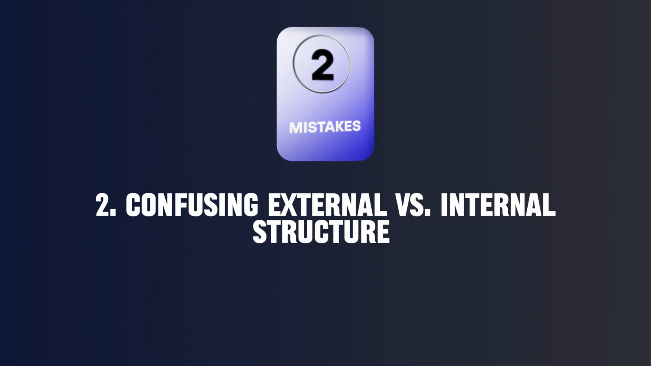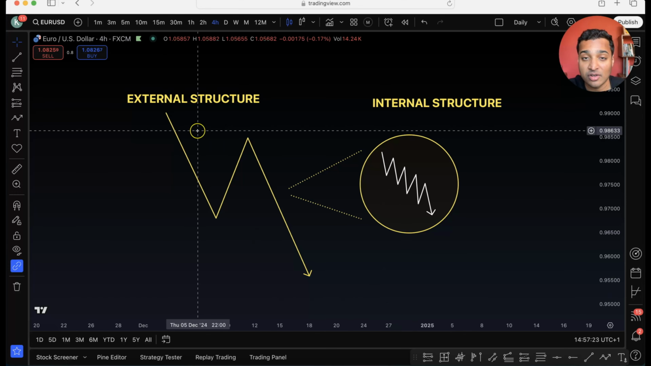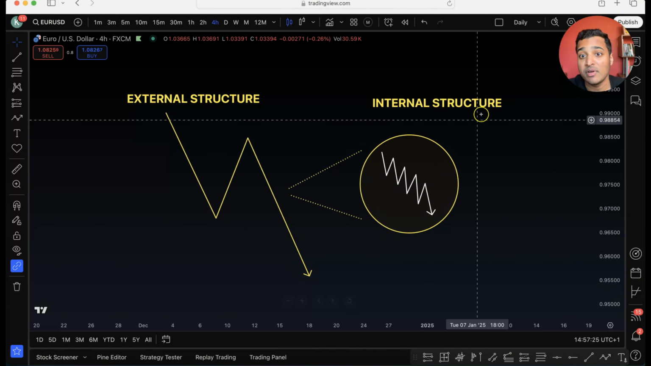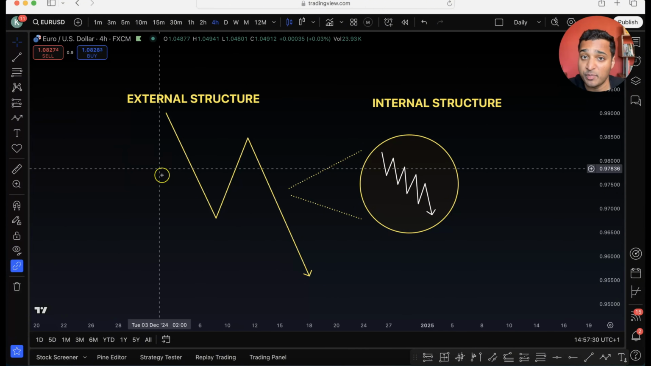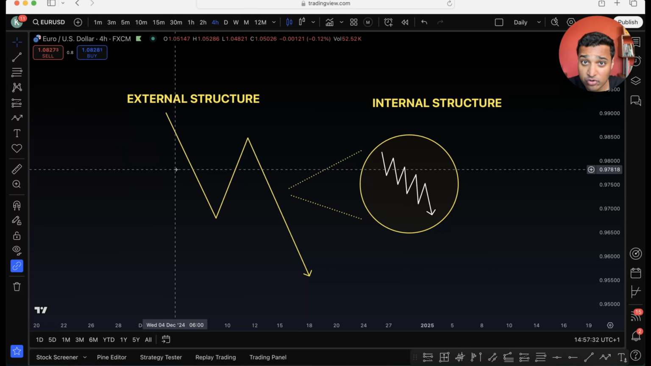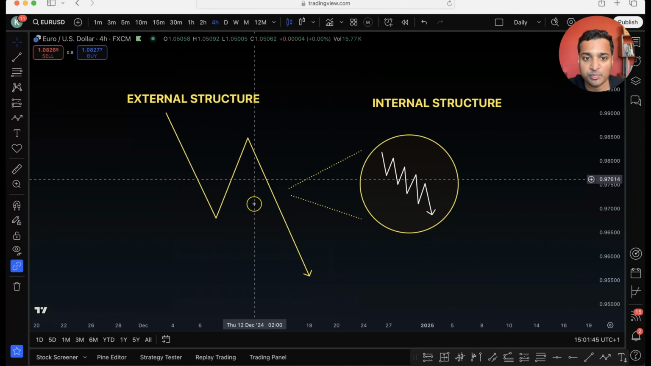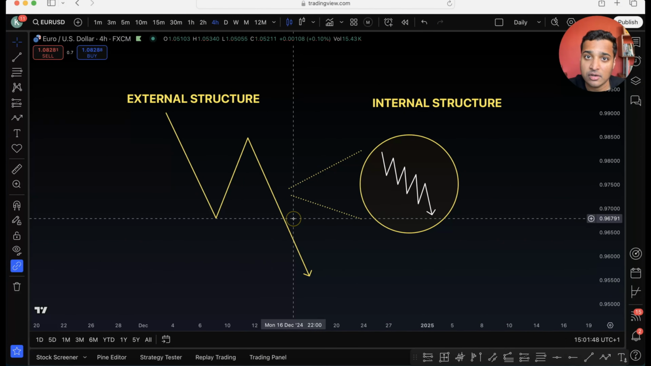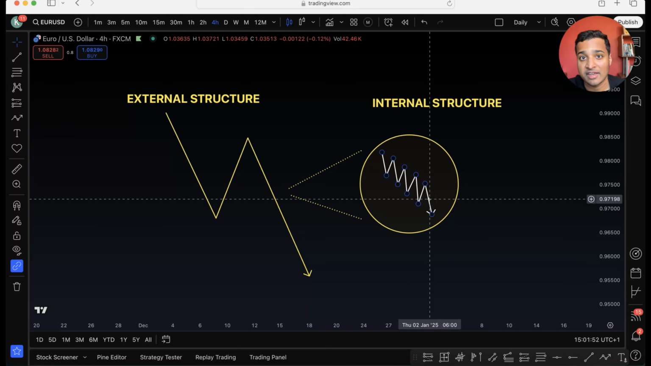Now, the next mistake is confusing external structure with internal structure. Recognizing the difference between external structure, which is the primary trend, from internal structure, so the minor moves within this much bigger trend, is crucial. So say, for example, we're focusing on the 4-hour chart for this primary trend. Well, within this, there would be much smaller waves on the lower time frame, like the 15-minute chart, which would present with shorter-term trading opportunities.